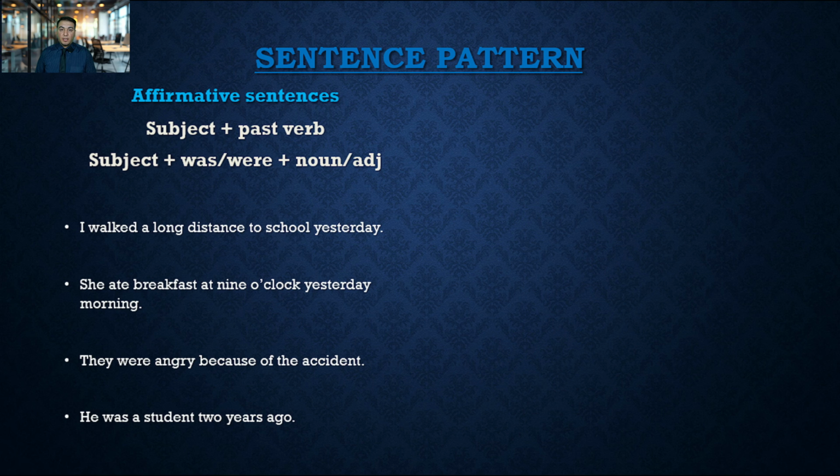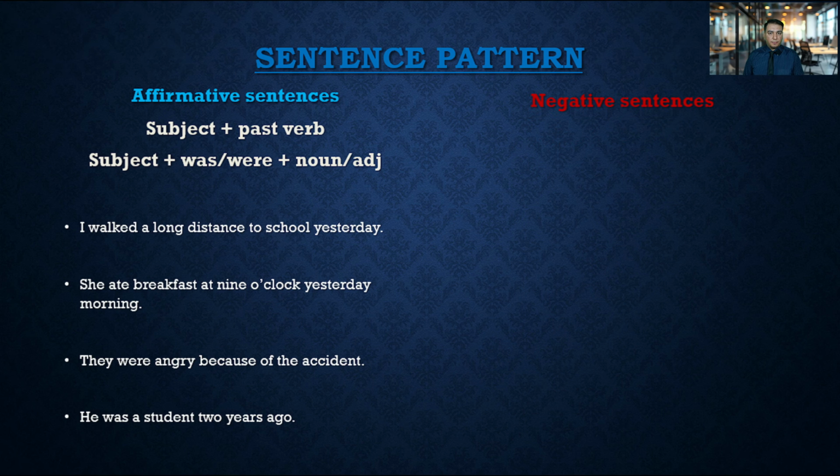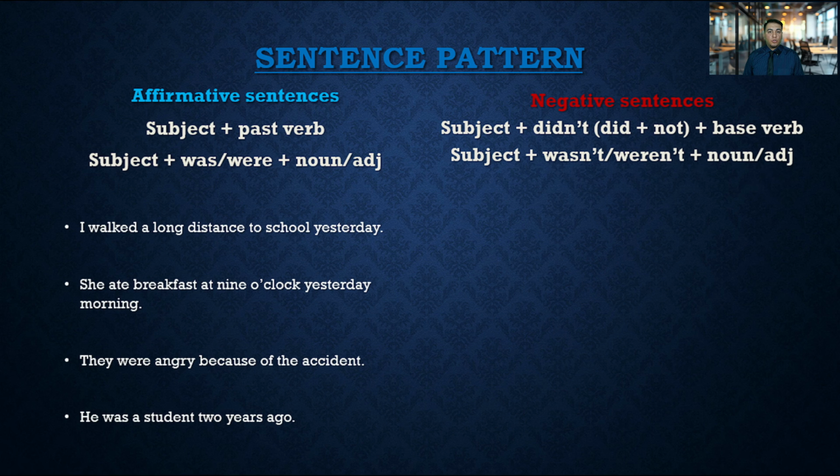Now let's learn how to make negative sentences with the simple past tense. The first pattern is subject plus didn't, which is did not, plus the base form of the verb. Remember, whenever we have did in a sentence or a question, a base verb must be used afterwards. And the other pattern for negative sentences with the simple past tense is subject plus wasn't or weren't plus a noun or an adjective. Now let's make negative sentences out of the mentioned examples.